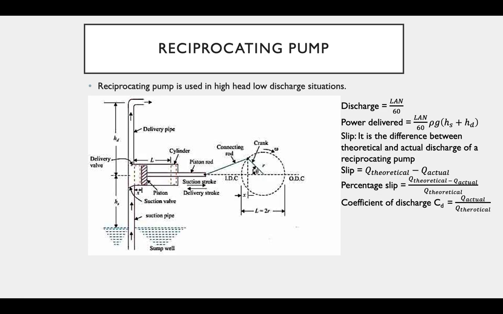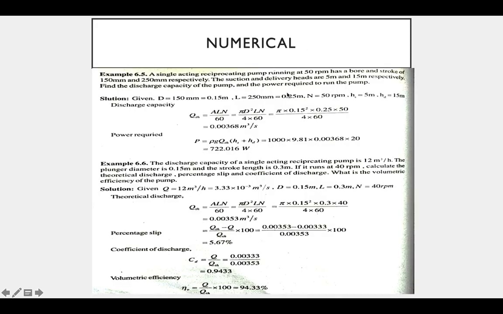Now the reciprocating pump is usually a high head, low discharge pump. Now we will discuss some numericals on reciprocating pump. A single acting reciprocating pump is running at 50 rpm. It has a bore and stroke of 150 mm. Bore is bore diameter, that is cylinder diameter, and stroke is 250 mm, that is the stroke length L.